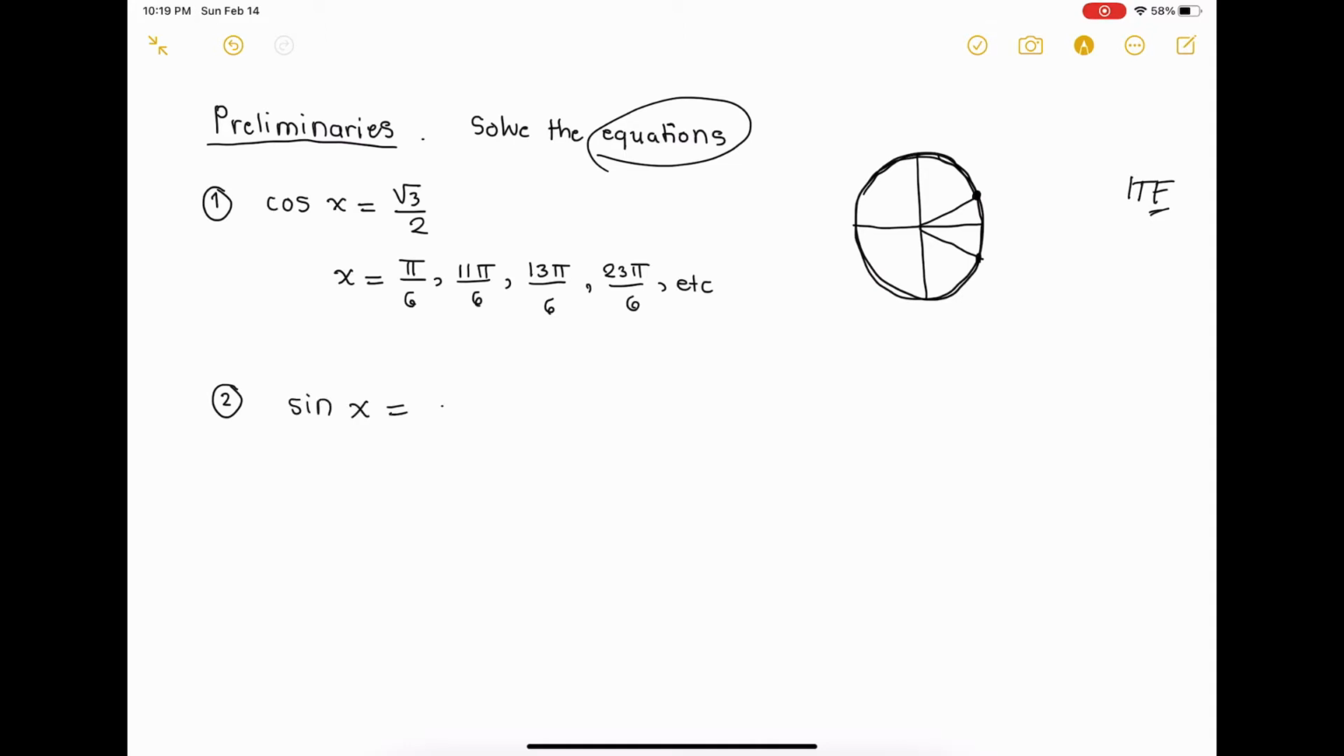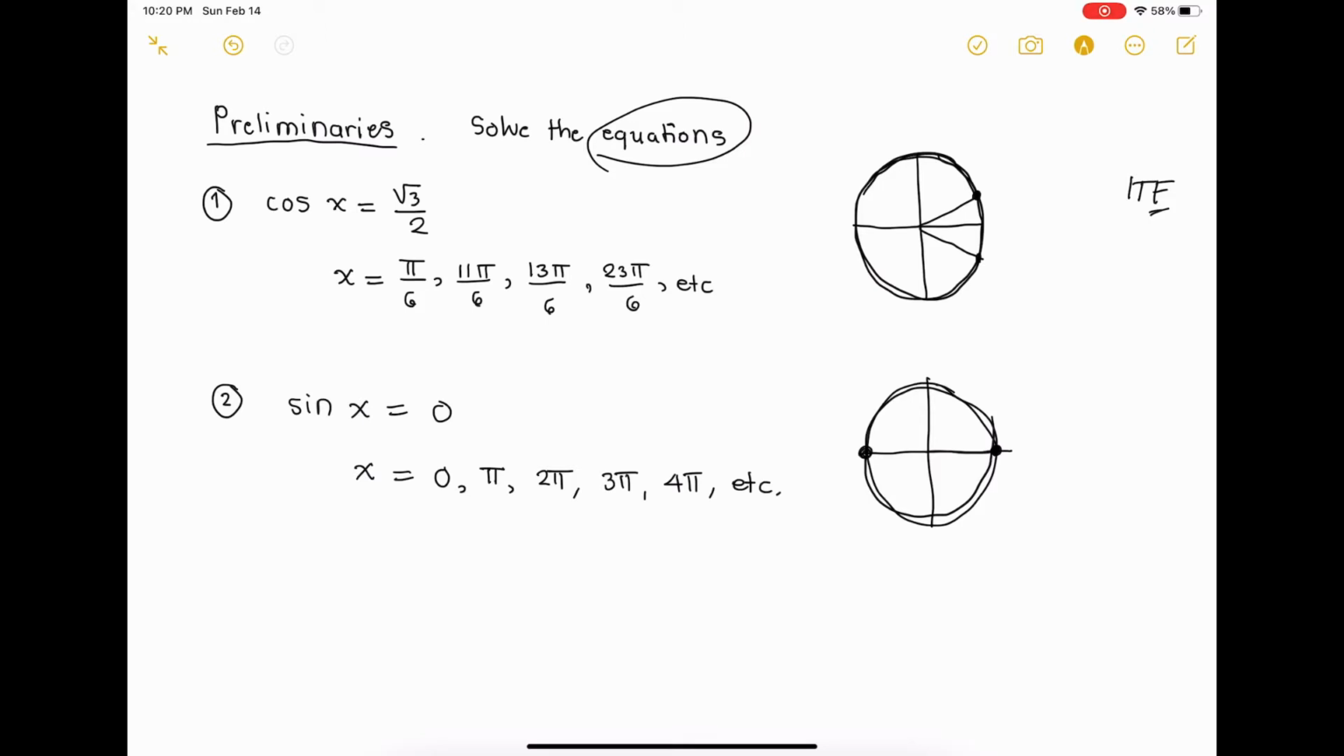Number 2, sine x equals 0. Find an angle x such that the sine is 0. So, of course, I will draw a circle on my scratch paper and then locate all the possible values. So that's 0, pi, we also have 2 pi, 3 pi, 4 pi, 5 pi, and so on and so forth. This preliminary exercise will be very useful in today's lesson on solving trigonometric equations.